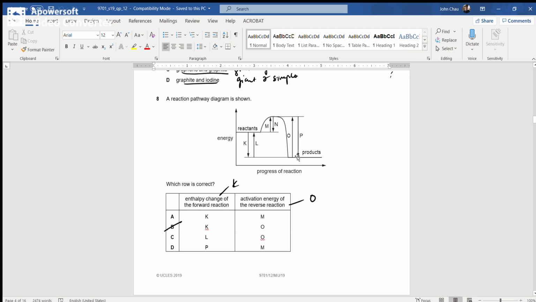But for the reverse reaction, the barrier of energy that you need to overcome will be O, and for the forward it will be M. Since they're asking for the activation energy of the reverse reaction, the barrier of energy that you need to overcome is O, because imagine you are here and you need to go back to the reactant, so you need to jump that high, O.